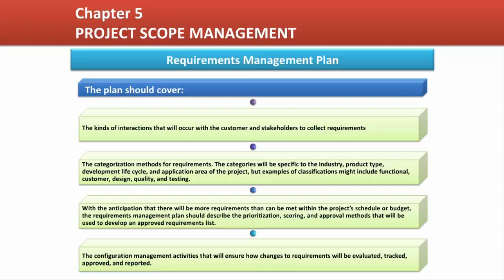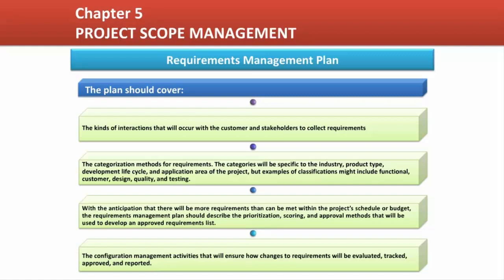How detailed the Requirements Management Plan needs to be depends upon the complexity of the project and the number of requirements that are expected to surface, but in general the plan should cover the kinds of interactions that will occur with the customer and stakeholders to collect requirements. The categorization methods for requirements. The categories will be specific to the industry, product type, development life cycle, and application area of the project, but examples of classifications might include functional, customer, design, quality, and testing.